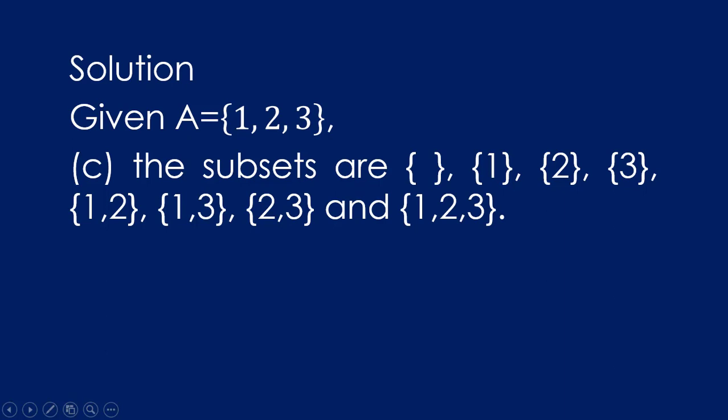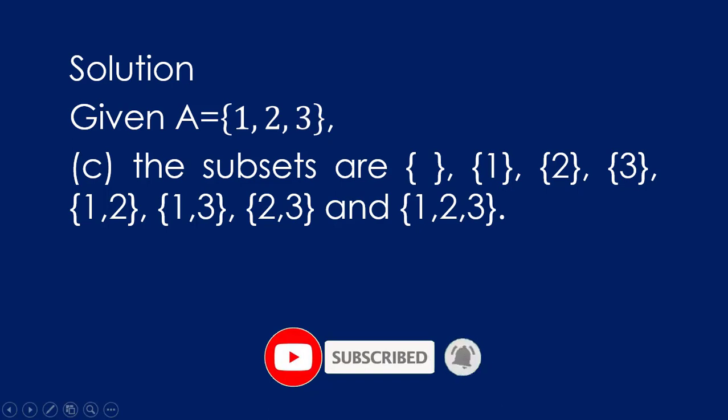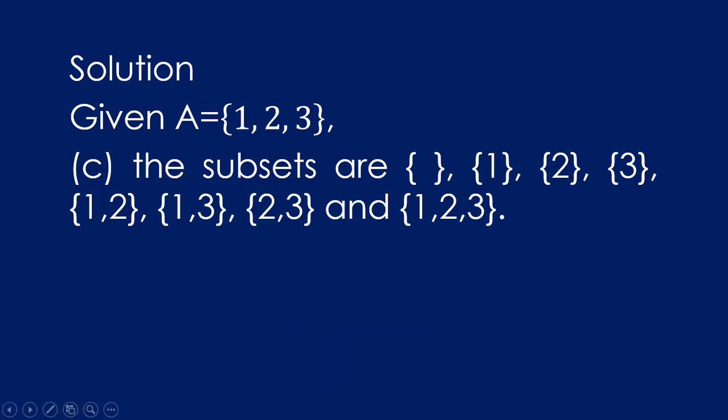How do we come by that? Already the empty set is a subset of all sets, so that one is there. Then again, we can derive unit sets from the set A, given by a set having just 1, a set having just 2, a set having just 3. Then we can derive sets that have 2 elements from the set A. Of course, you can take 1 and pair it with 2. Then again, you can pick 1 again and pair it with 3. Remember, and again, 2 again can also pair up with 3. And lastly, every set is a subset of itself. So this simply implies that the set containing the elements 1, 2, and 3 is also a subset of A.